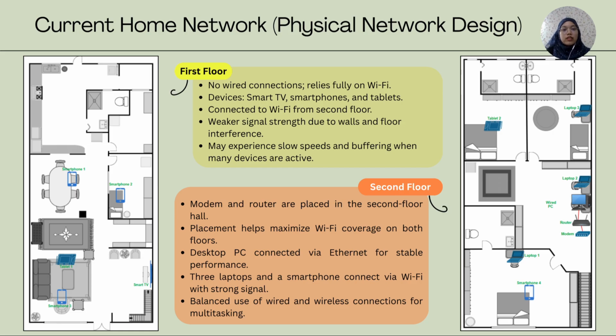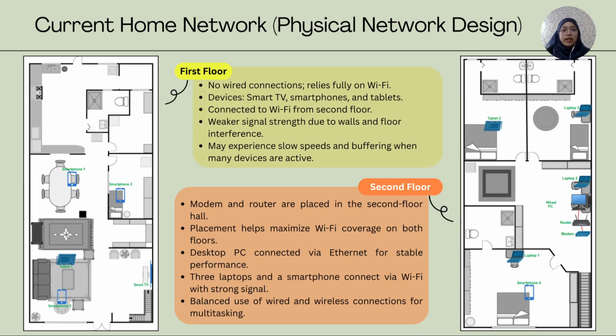These devices are connected to the Wi-Fi signal broadcast from the second floor. Even though general internet access is available on this floor, the Wi-Fi signal strength is slightly weaker due to the distance and interference caused by walls or ceilings, which can lead to slower speeds or buffering issues, especially when multiple devices are in use simultaneously.